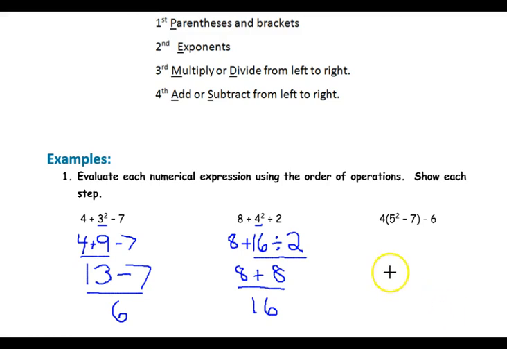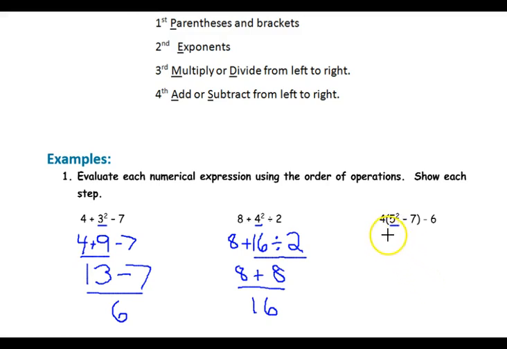In my third example, I've got quite a bit going on. I've got some parentheses. Inside the parentheses, I have an exponent and subtraction. I have this 4 right in front of the parentheses, which would mean to multiply. And I have minus 6, subtraction. So if I look at my order of operations, the first thing I want to do is parentheses and brackets. So inside the parentheses, I have 5 to the second power minus 7. That exponent is going to come first inside the parentheses.